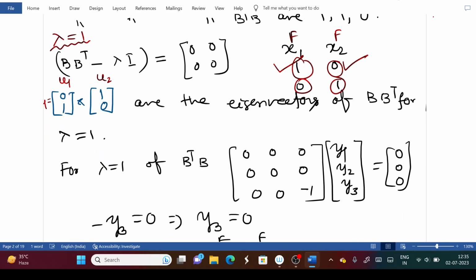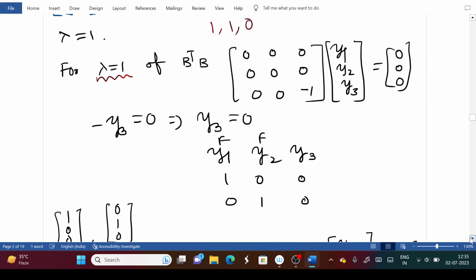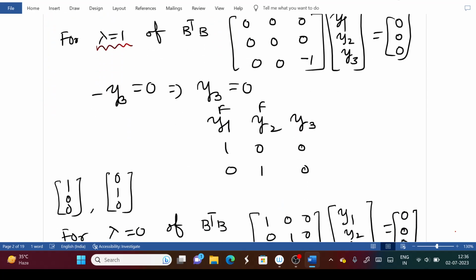The later part we will discuss, when we find out the eigenvectors of B transpose B. So for B transpose B, the eigenvalues are 1, 1, 0. For lambda equal to 1, we are getting 2 linearly independent eigenvectors. They are given by these 2 vectors.